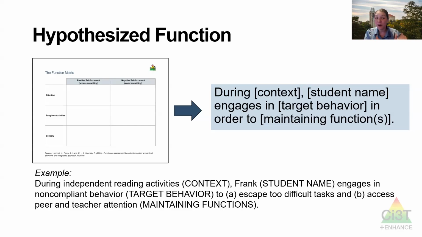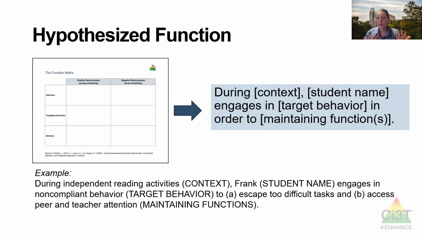And that's what's really awesome about the function matrix, it gives you a systematic way to think about this. Because sometimes it's easy to be like, oh, they're attention seeking. They want attention. That's why they're doing it. It's definitely attention. It definitely could be. And sometimes it's attention and escaping an activity. And we don't know that until we zoom out and really look. So what's cool about the matrix is it lets you zoom out and look. And then from that information, you come up with that hypothesized function.